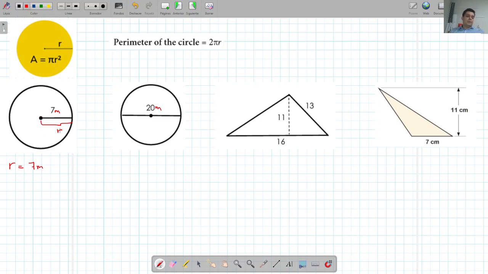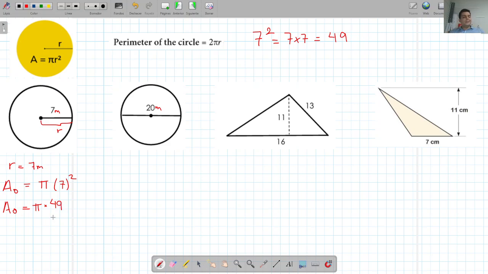Now, in this problem, what we must do is just trust in the formula. The area of a circle is going to be pi times the radius squared. So we got 7 squared. Remember, 7 squared is 7 times 7, which is 49. So 7 squared is 49. Therefore, our answer is going to be pi times 49.